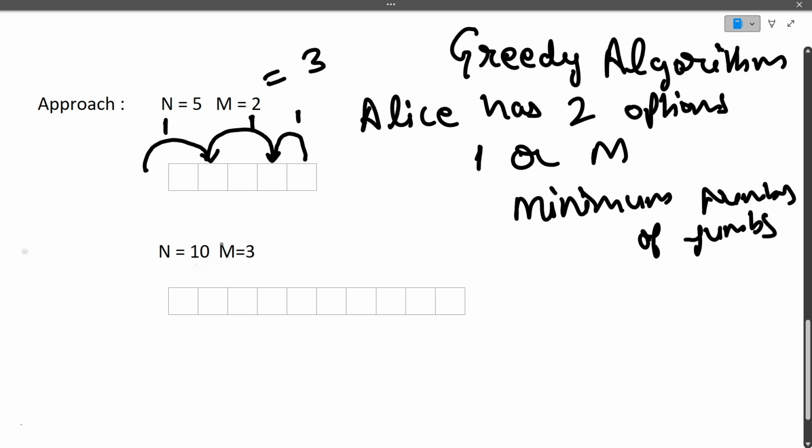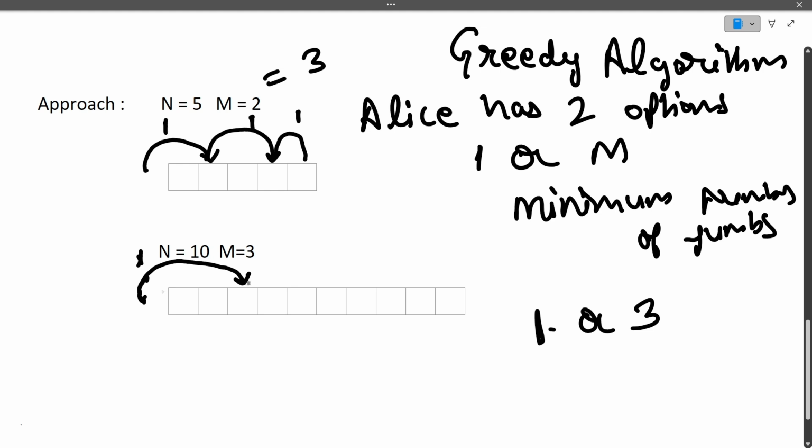Now let's see n equal to 10 and m equal to 3, then what will be the scenario? So again two options are there, either it can take one jump or it can take 3 jumps at a time. So starting from here, again we are using the greedy algorithm, so we will take the m jumps. Okay, because we have to find the minimum jumps only. So first let's start by taking the maximum jumps possible. At this stage we have both possibilities, one jump and m jumps. We take the m jumps because we have to cover the maximum. So this is counted as one jump.